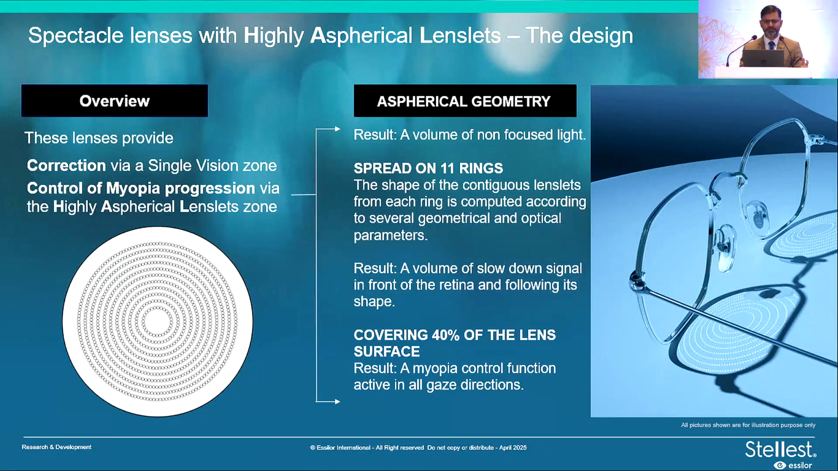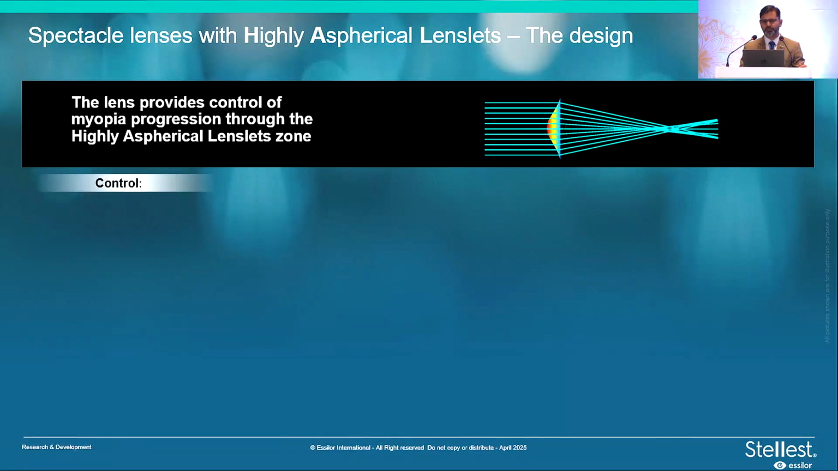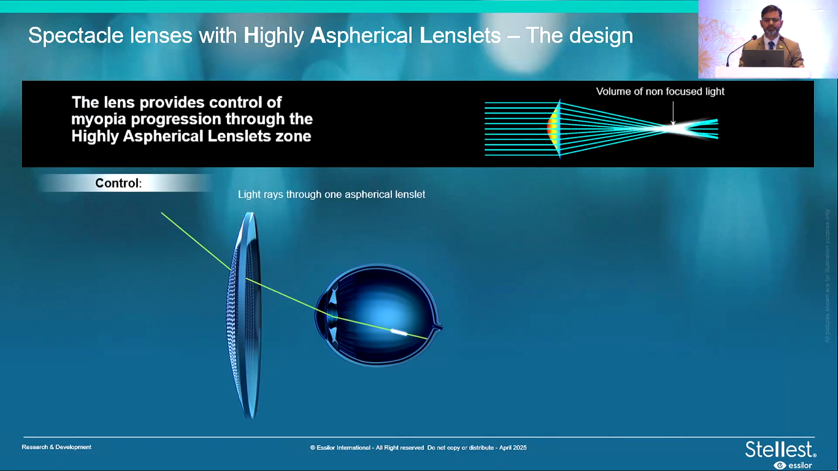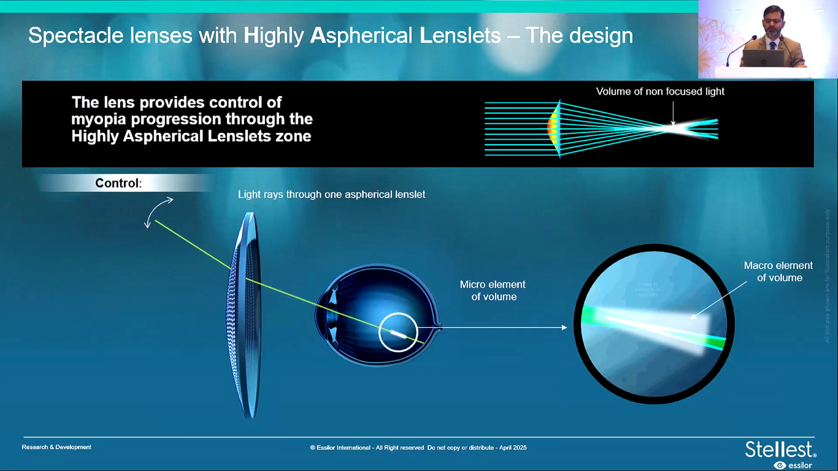How does it work, and why exactly are we using highly aspherical lenslets? Let's focus on one lenslet. These are highly aspherical, so when light rays fall through it, rather than being in one single plane, they form a volume of myopic defocus. Let's imagine one ray of light falling through it and how it will form a myopic defocus. Let's call it the microelement. But we know it's never one ray, it's a beam that goes throughout. So there are multiple beams, and eventually what we get is a macro element of volume.